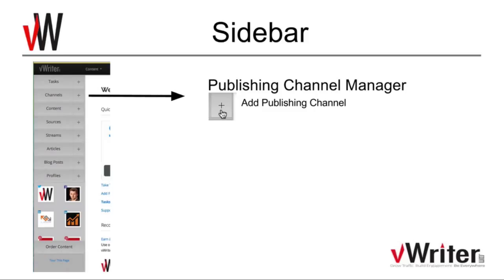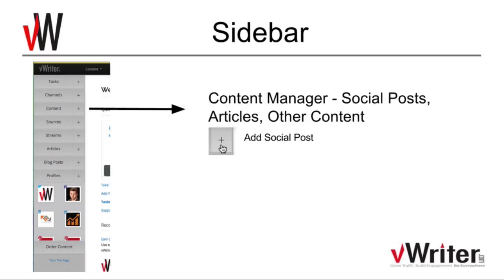So we've got the publishing channel manager and ability to add a publishing channel. The content manager, which shows your social posts, your articles, other content, and so on. There's one central location to manage all your content. And if you click the add button, it allows you to add a social post. So you can schedule one individually rather than one going through publishing channels, for example.